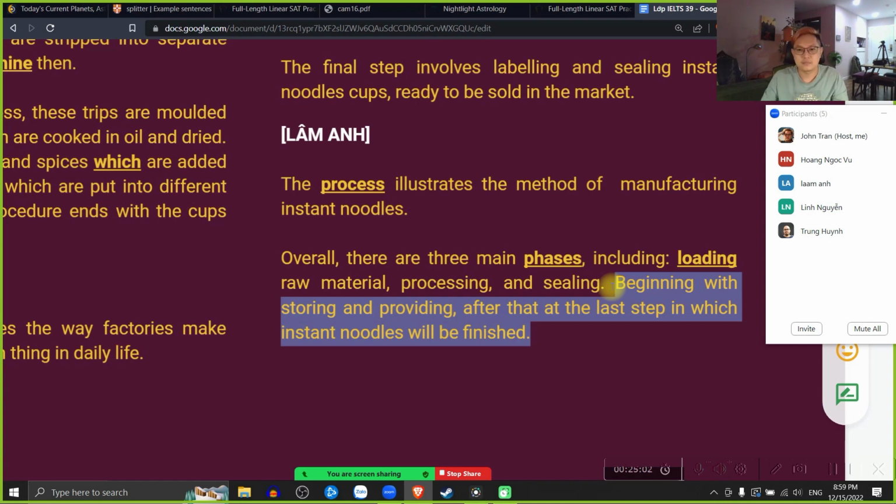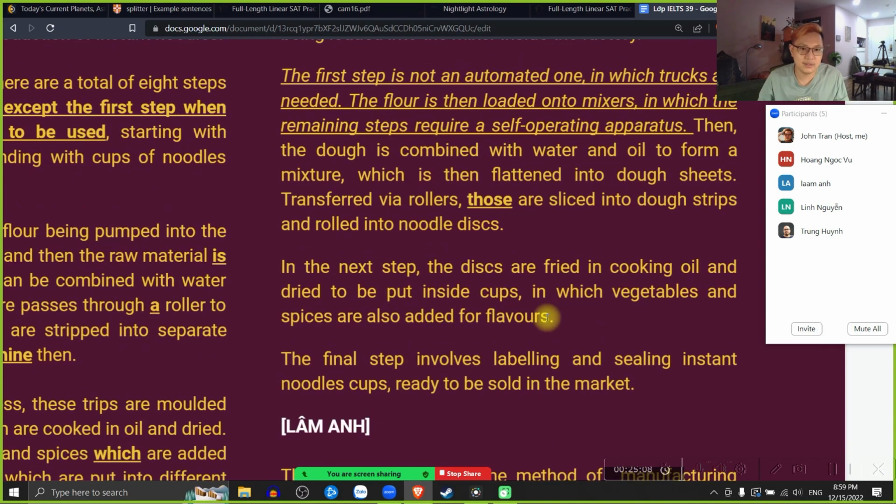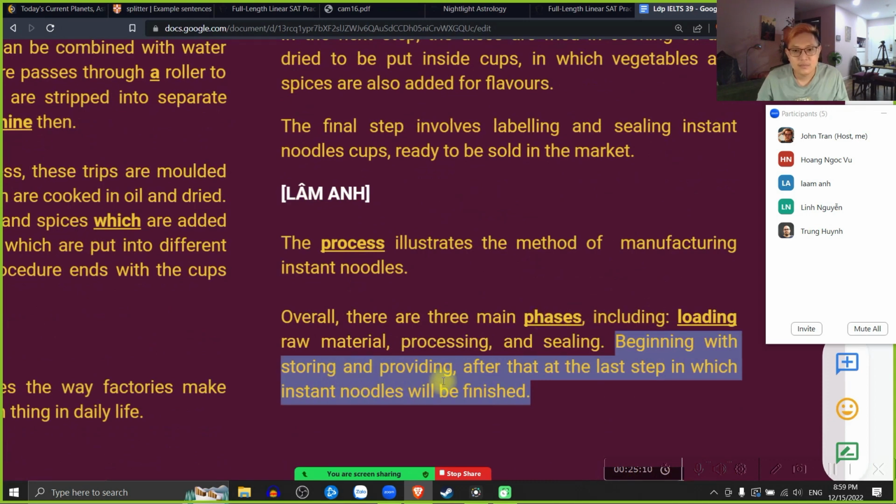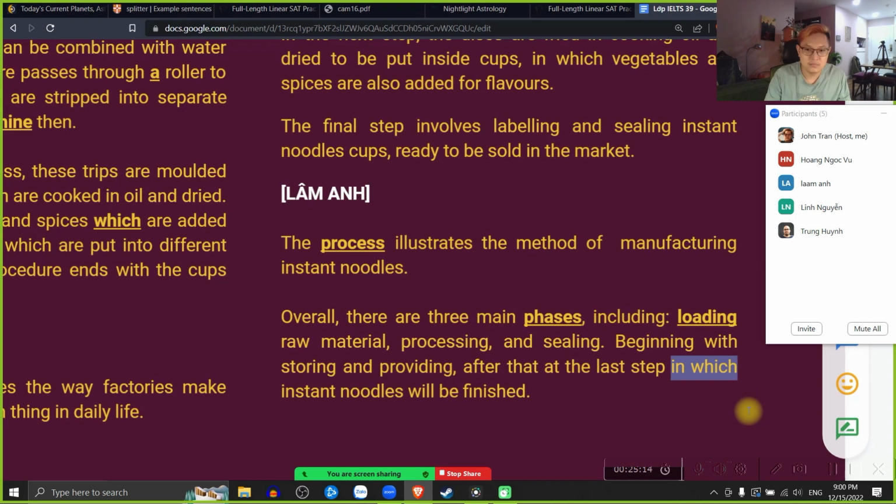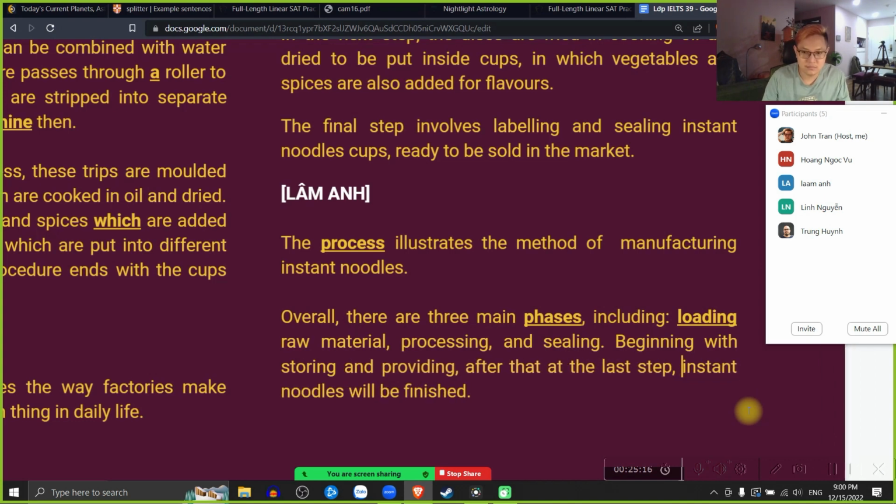Em thấy viết theo cách của em là nó general nhất rồi. I think your way is quite good already. Tại vì mình có thể dùng cho tất cả các process luôn. Bắt đầu với storing and providing, sau đó ở giai đoạn cuối cùng mì ăn liền sẽ được hoàn thành. After that, the last step, instant noodle will be finished.